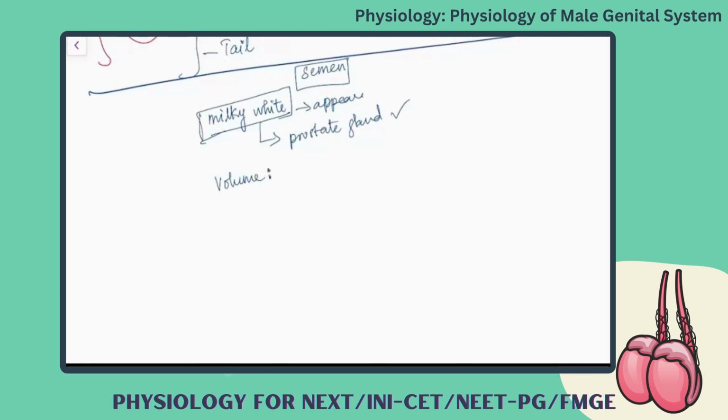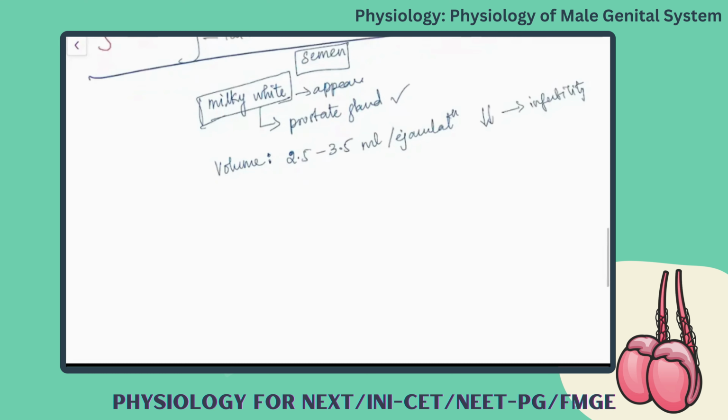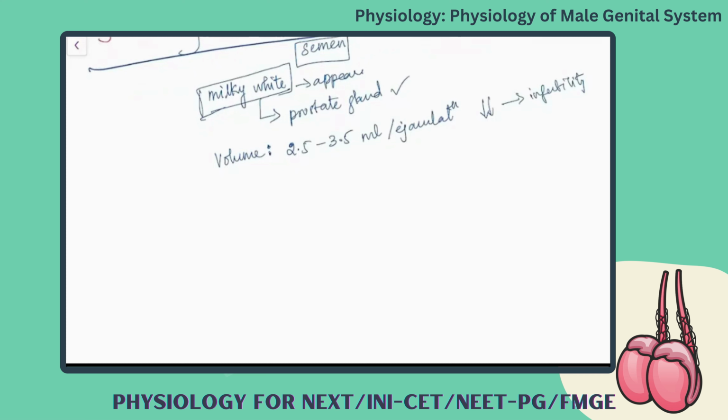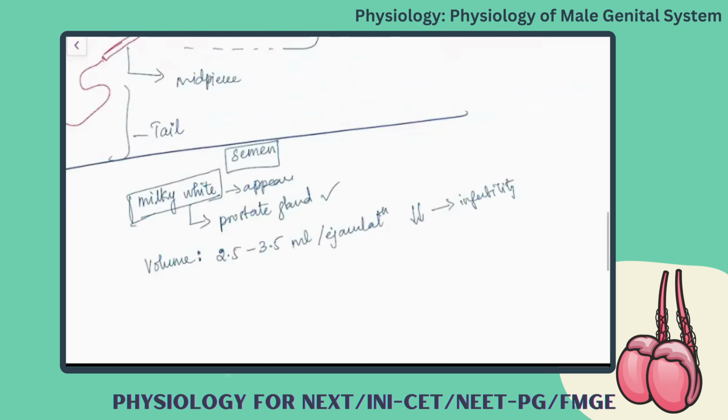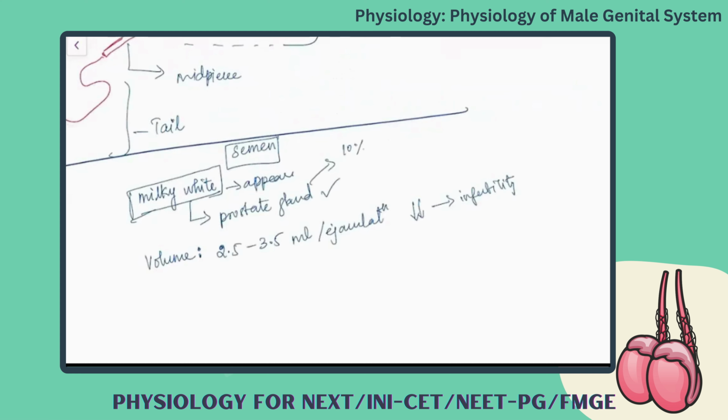Okay, and the volume of semen which is ejaculated is usually 2.5 to 3.5 ml per ejaculation. If there is a decrease in the volume, the person will encounter infertility. Okay, clear? And now coming to the other compositions, apart from the prostatic gland secretions, we have seen already it constitutes 10% sperm, and fluids from the vas deferens, and 60% from the seminal vesicle, and 20% from the prostatic gland. Okay, clear?